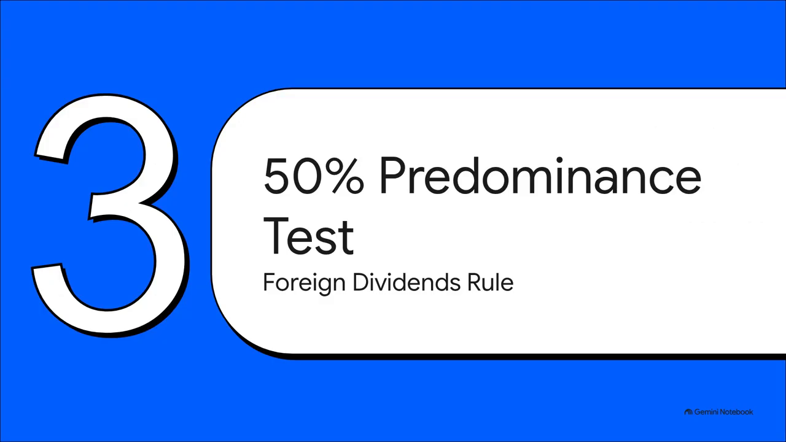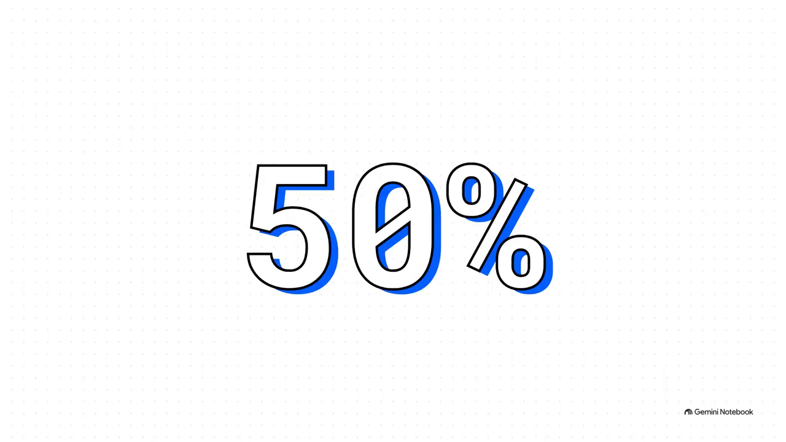Next up, Section 3, the 50% predominance test. 50%. I want you to burn this number into your memory right now. It represents the 3-year gross income ratio you need to trigger the predominance test for foreign dividends. If a foreign corporation pays out a dividend, the Philippines wants to know if it gets a slice of that tax pie, and that entirely hinges on this magic 50% threshold.